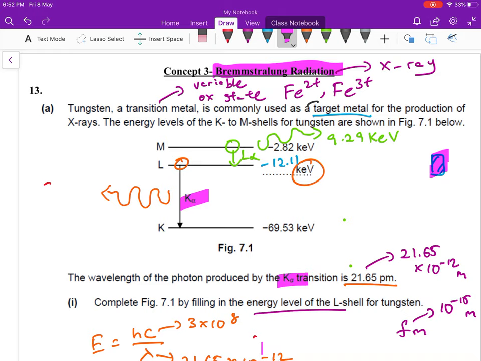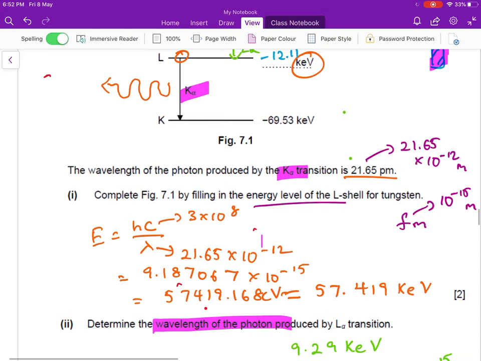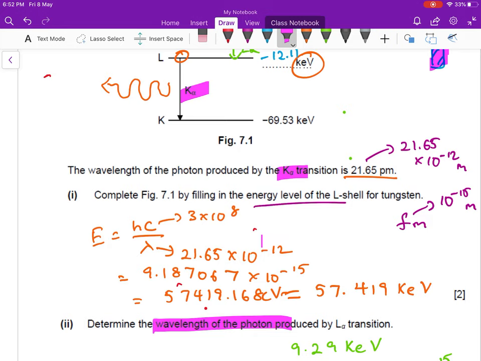Okay, so for example Fe is a transition metal, so Fe 2 plus can also change to 3 plus. Okay, it's commonly used as a target metal, target metal for the production of X-ray. Okay. So the energy level K to M shell for tungsten are shown in the figure below.